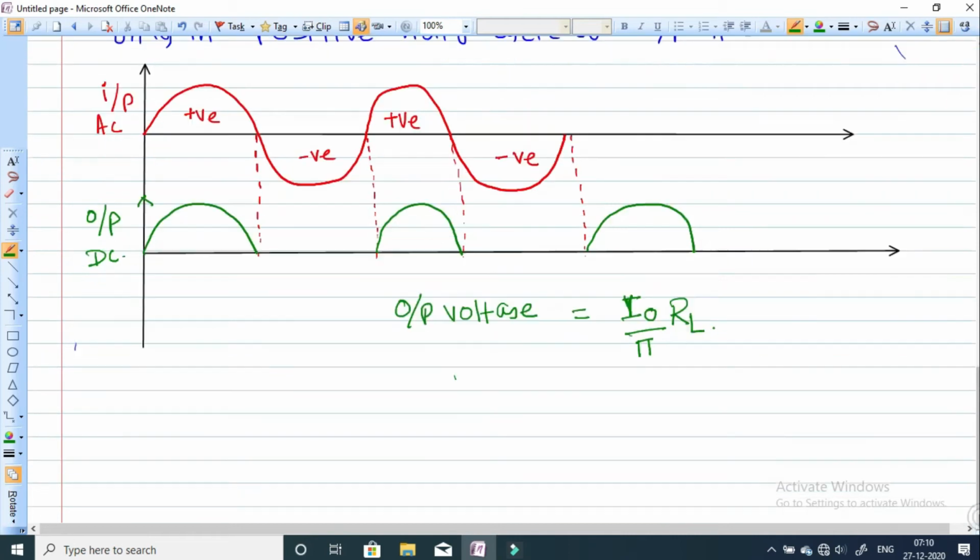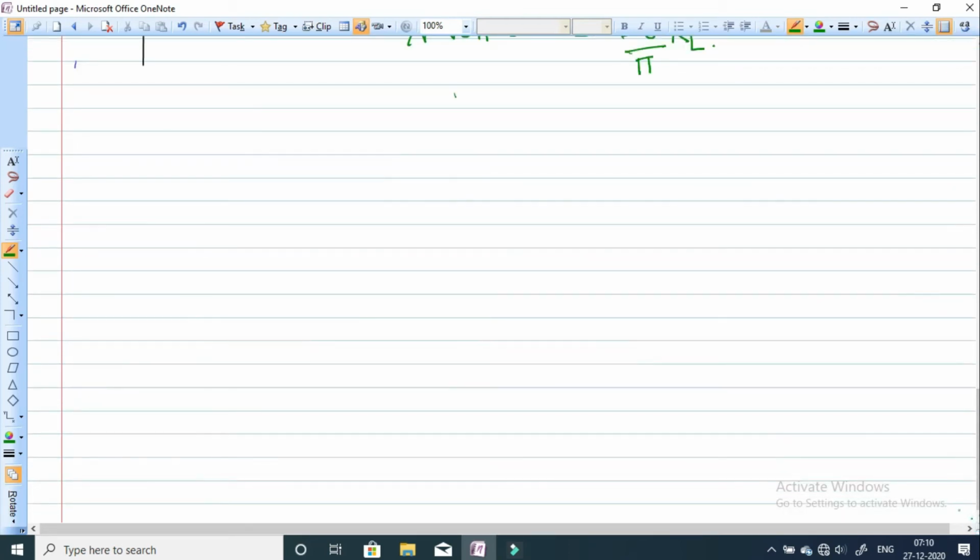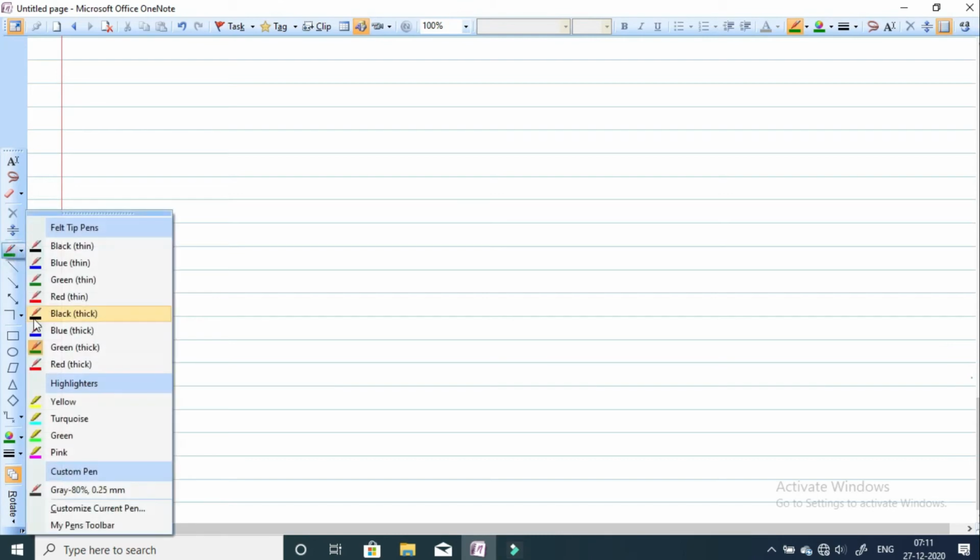Now we will see about the full wave rectifier. A full wave rectifier converts the full cycle of input AC into DC. That is the basic difference between the half wave rectifier and the full wave rectifier. So basically you can write down, a full wave rectifier will convert the full cycle of input AC into DC, and its working principle is the same. A diode conducts only when it is forward bias.